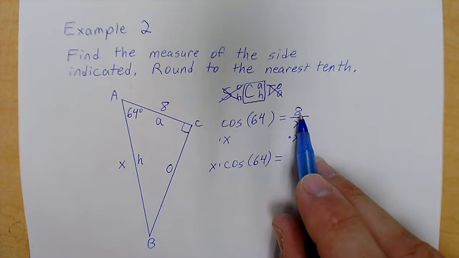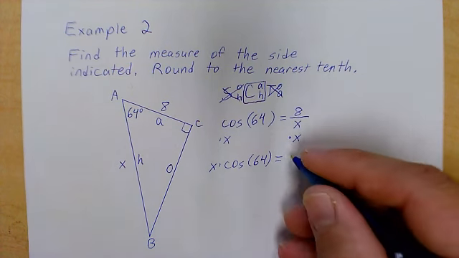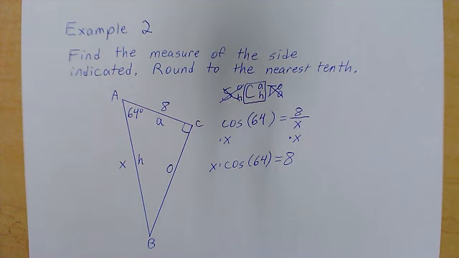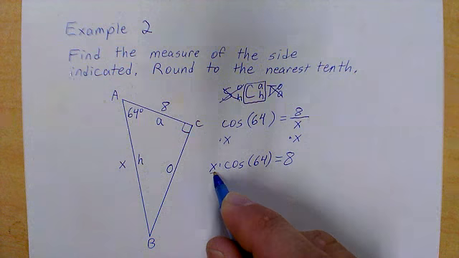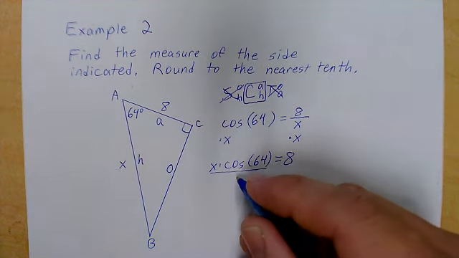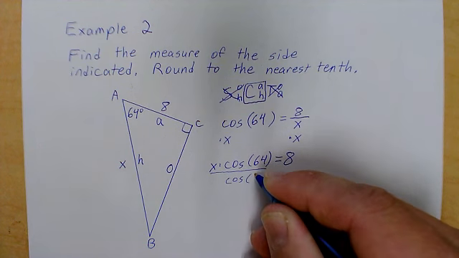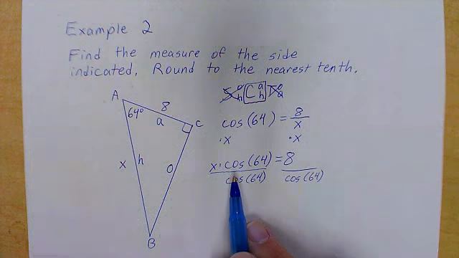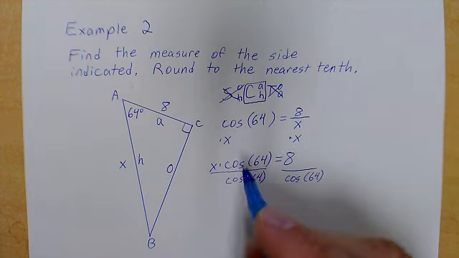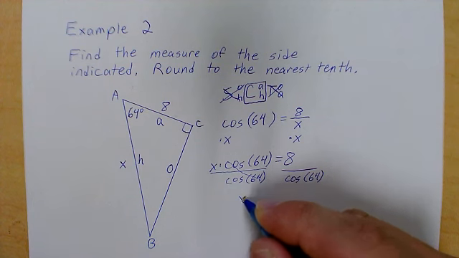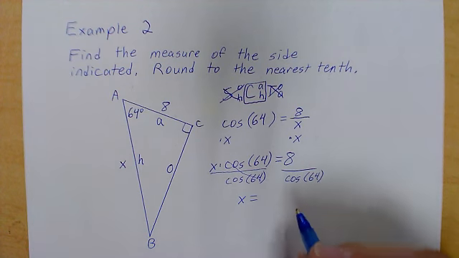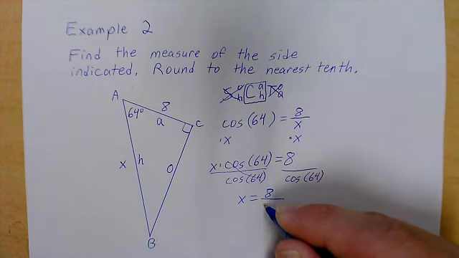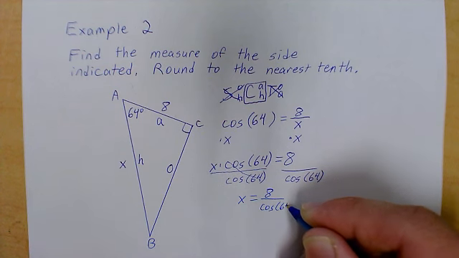And on the right-hand side, 8 divided by x multiplied by x, that's just going to leave an 8 because the x is canceled. On my last step here, I do have to divide both sides by the cosine of 64. So that cancels on the left side and leaves me with just an x. On the right hand side, I have 8 divided by cosine of 64.